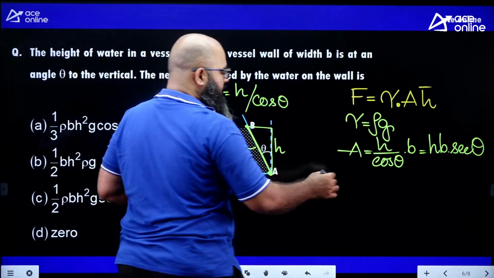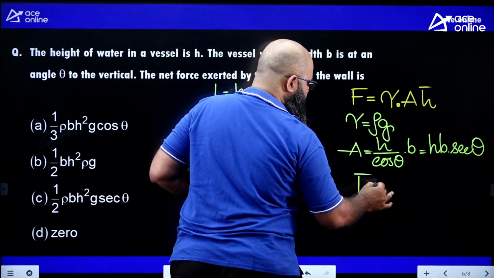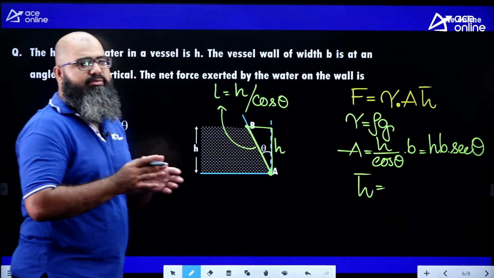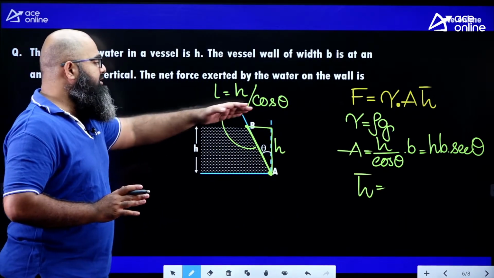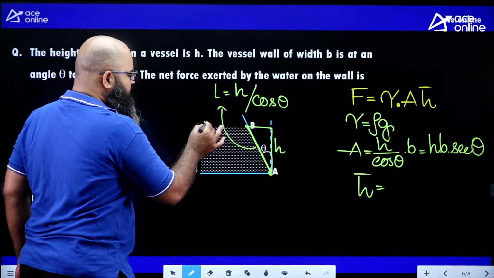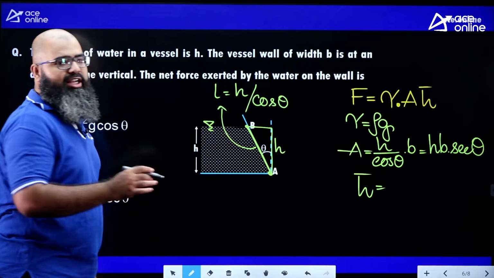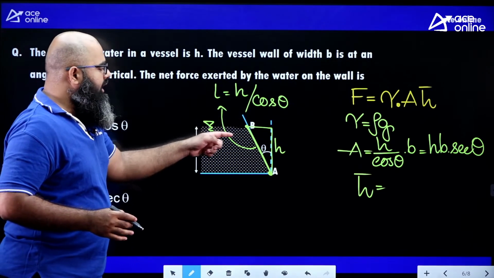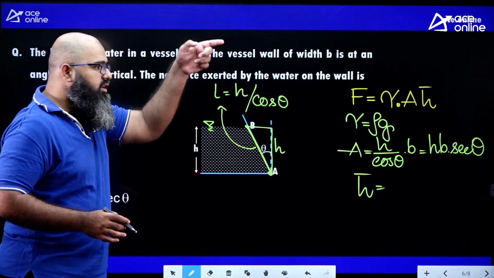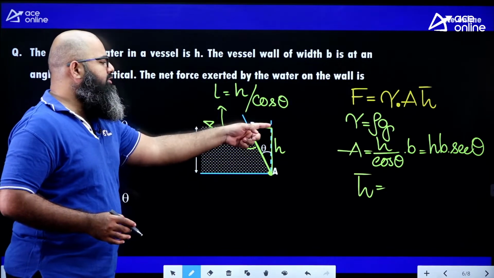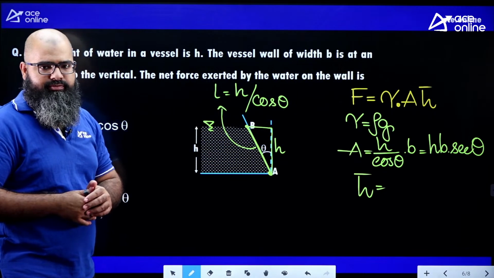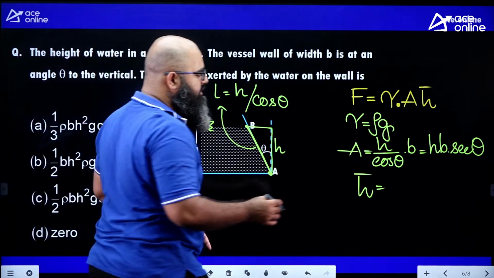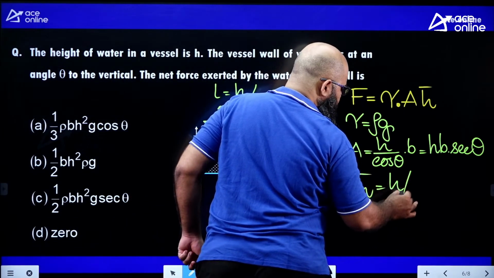The value of h bar is extremely simple over here. You see, h bar basically is a distance from the zero pressure line. Now this is the zero pressure line exposed to atmosphere, therefore zero gauge pressure. From the zero pressure line up to the center of the plate, how much vertical distance do we have? Guaranteed it is going to be half the value of h. Therefore, this is supposed to be h by 2.